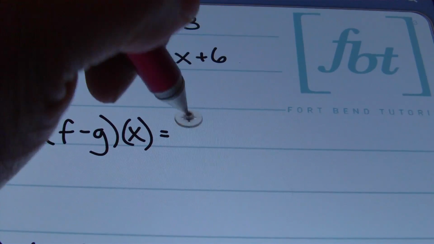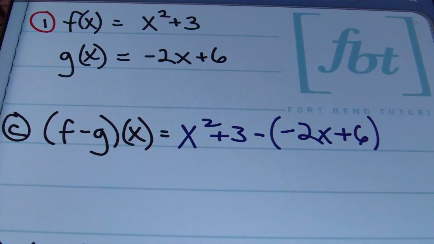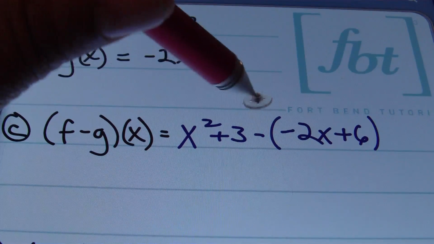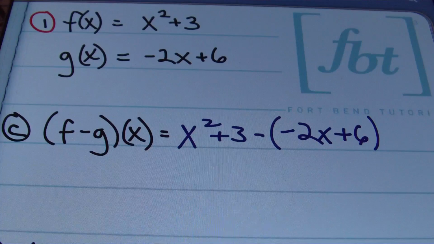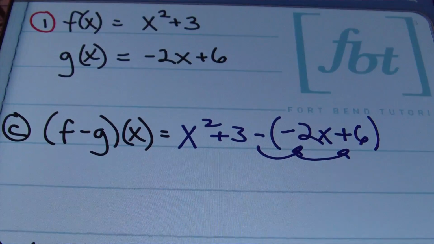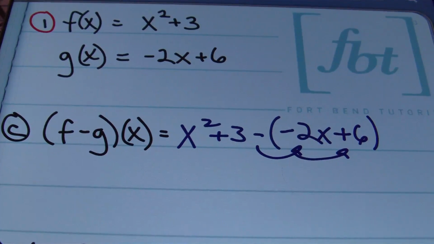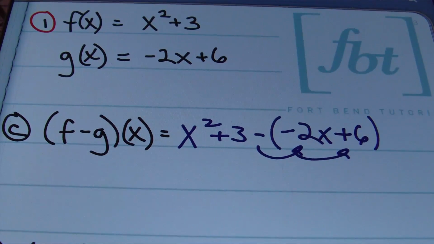So I'm going to write my setup as x squared plus 3 minus the quantity of negative 2x plus 6. All right. It's very important to put that second function in parentheses because that minus sign there is going to distribute to every single term inside the parentheses. In other words, I'm about to get my arrows popping, okay? Just like that, because if you've been keeping up with me, I love the distributive property problems. Just make note of that. It's going to be on the test.